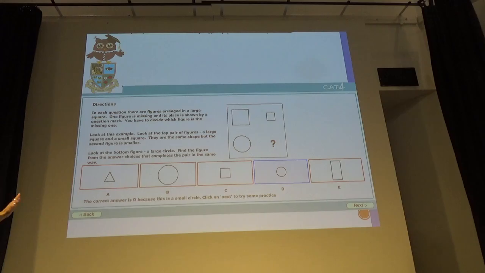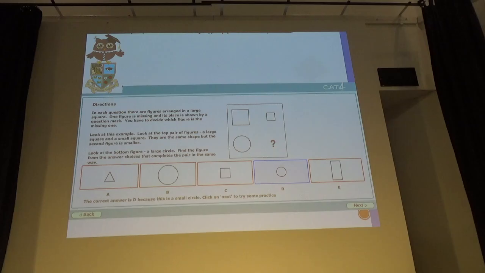And so here they should be able to recognise that there's a big square on the left, and then there is a small square on the right. And then below the big square is a big circle. So from this, they should surmise that below the small square, there should be a small circle.